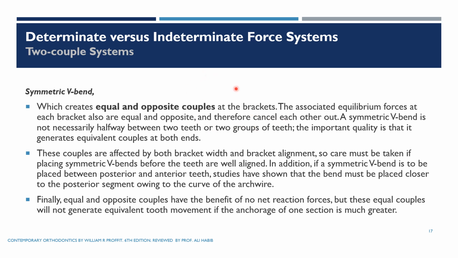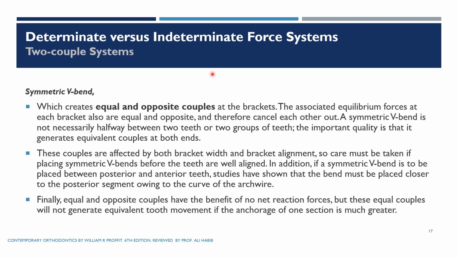So if we have 2 equal and opposite couples, one on the anterior segment and one on the posterior, this means that the force here will cancel the force here, because each couple will create a force in a vertical direction. For example, upward in one segment and the opposite in the other segment. So the forces will cancel each other and we will end up with 2 equal and opposite moments, which will tip the teeth away from each other. This is if it's a symmetrical V bend.